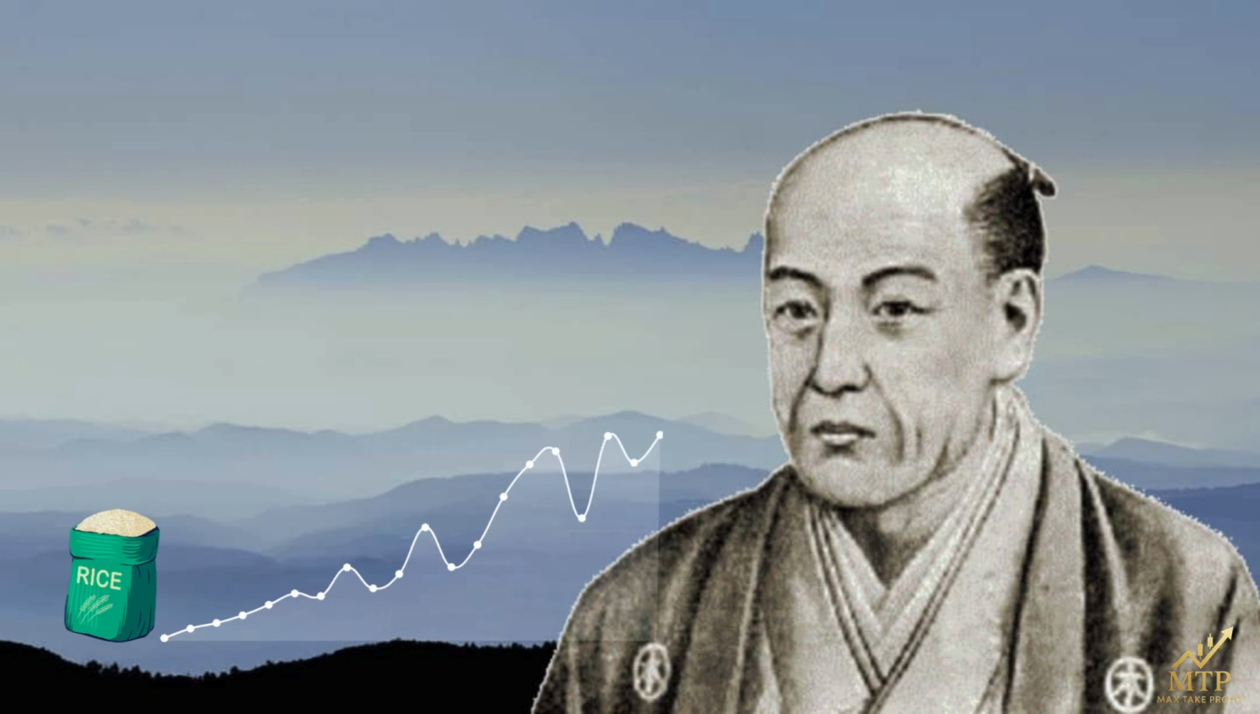So that's how a simple rice merchant from Japan created a system that would transform how traders all over the world read the markets. Now that you know their history, let's move on to the structure of a candlestick and learn what each part truly represents.